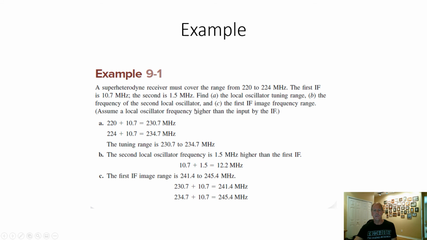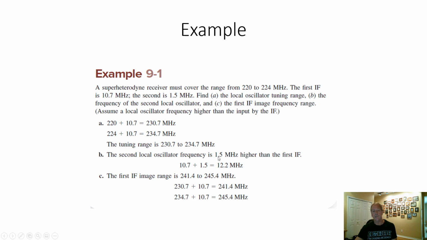Okay, so here's an example. Okay, we want to tune from 220 to 224 megahertz. First IF is 10.7 again. Second IF is 1.5. So the local oscillator tuning range is going to be 220 plus 10.7, 224 plus 10.7. So these two local oscillator frequencies. All right. That's so that when you mix this, like the 230.7, with the incoming 220, you get 10.7, okay? And the same with the 234.7. So the local oscillator tuning range is 230.7 to 234.7.